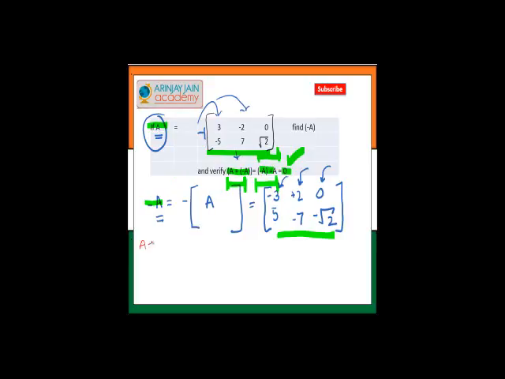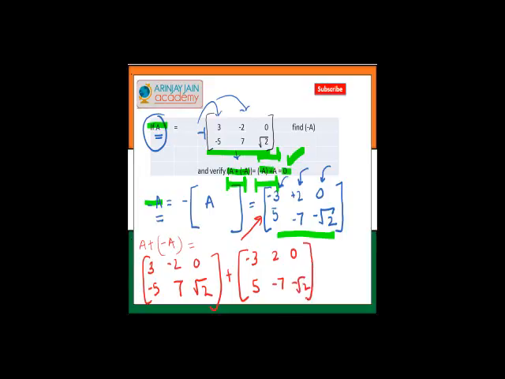So if I have to find out A plus minus A, let me just increase the thickness. It is 3, minus 5, minus 2, 7, 0 and root 2. This is the value of A. I need to add minus A to it: minus 3, 5, 2, minus 7, 0 and minus root 2. So what is the answer that I get? For lack of space, I might have to do a little bit of squeezing here.